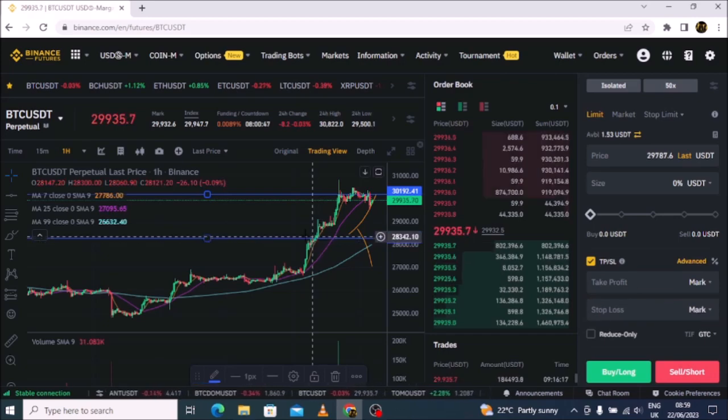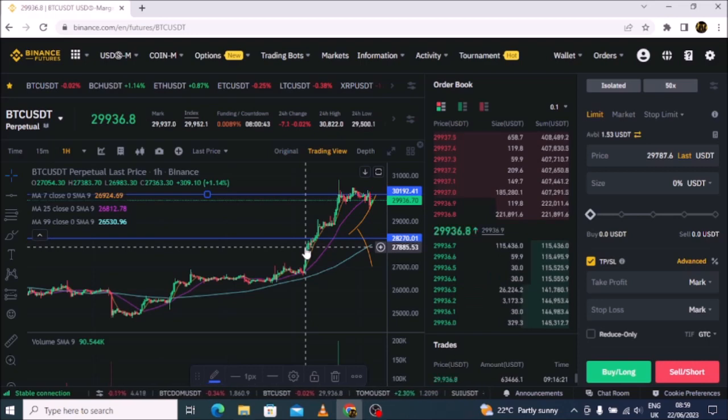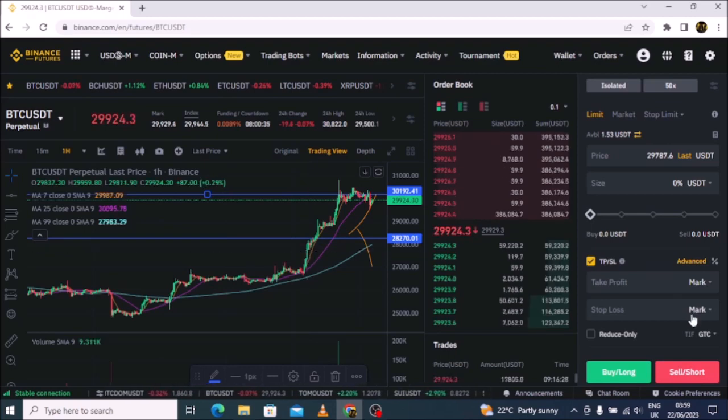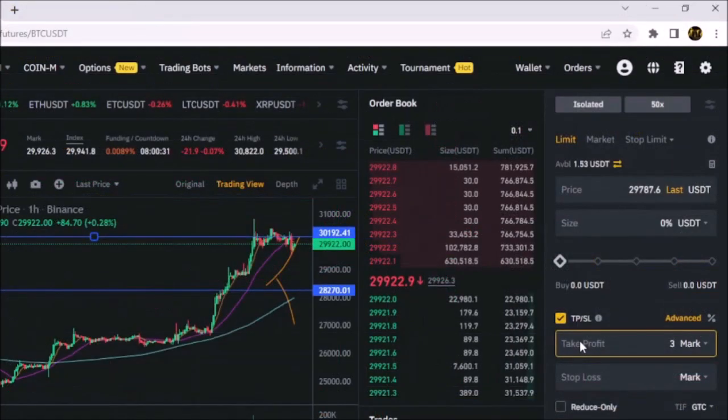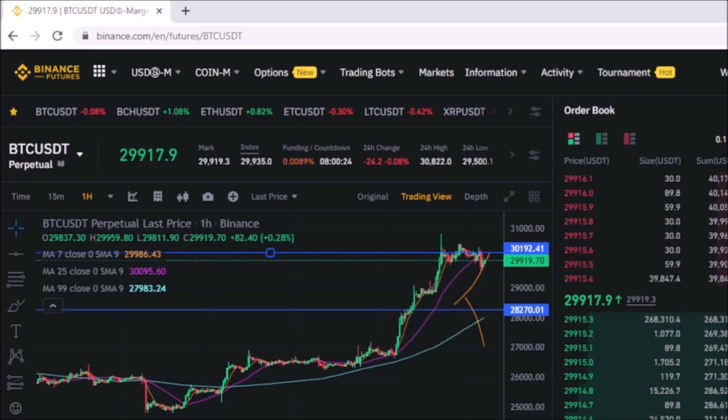Now remember, you have entered from here. So in case the price goes down, you can say that if at all it goes down and it reaches maybe 27,000, that means you should take the loss there. So you come here and put here 30,000, and here you put 27,000.